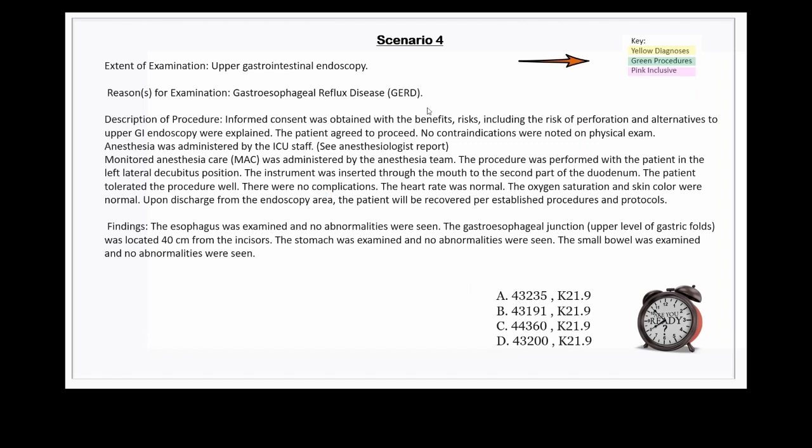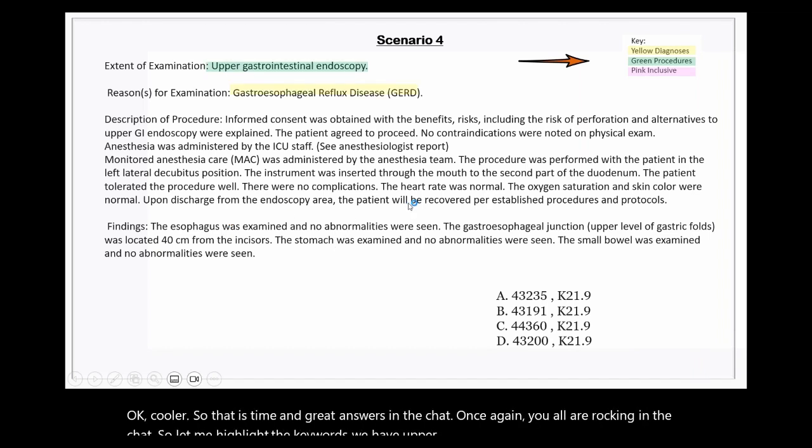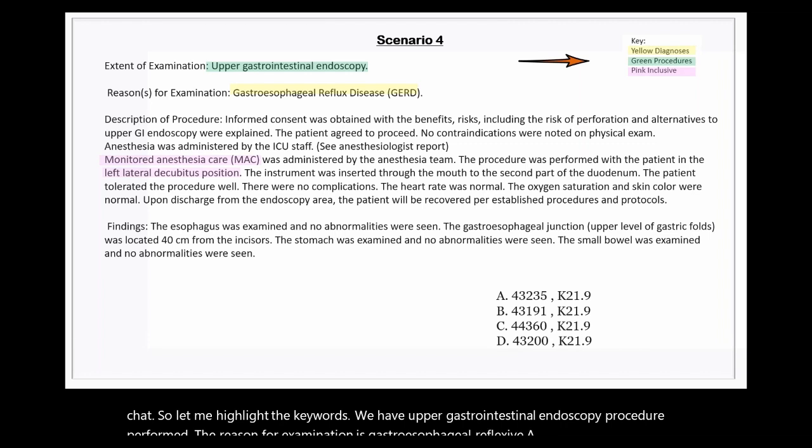Okay, coders, so that is time, and great answers in the chat. Once again, you all are rocking in the chat. So let me highlight the keywords. We have upper gastrointestinal endoscopy procedure performed. The reason for examination is gastroesophageal reflux disease. Monitored anesthesia care was provided.